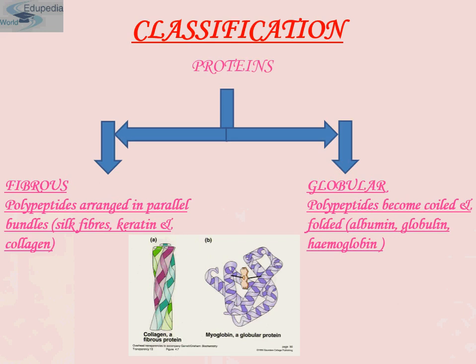Now, we will study classification of proteins. They are of two types, fibrous and globular. Fibrous polypeptides are arranged in parallel bundles such as in silk fibers, keratin and collagen. This is an example of a fibrous protein, collagen. Now come to globular protein. In this, polypeptides become coiled and folded, for example in albumin, globulin and hemoglobin, and it acquires the shape of a sphere. This is an example of a globular protein, myoglobin.